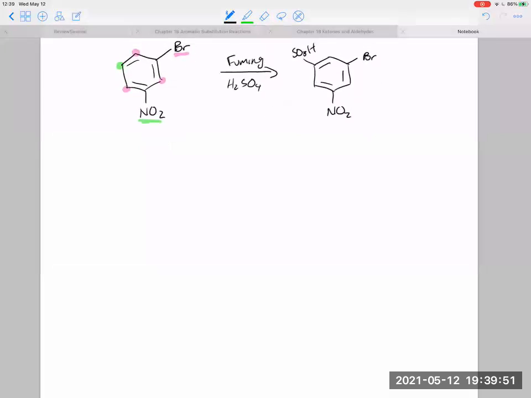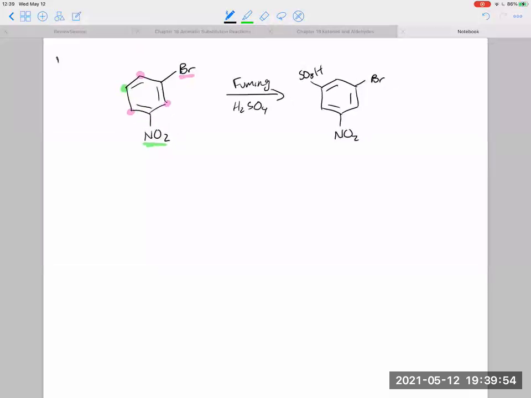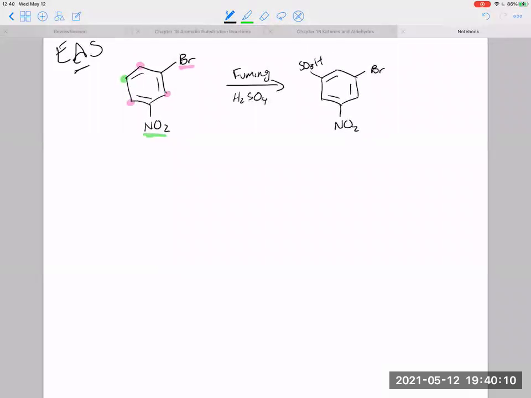The last thing about this chapter I want to review, right? These were all EAS. What does the A stand for again? Aromatic, right? Electrophilic aromatic substitution reactions. Electrophilic because you're substituting for an electrophile on that benzene ring. We also learned about nucleophilic aromatic substitution reactions.